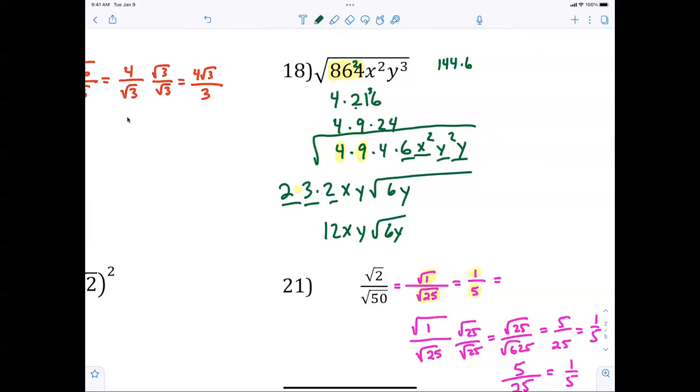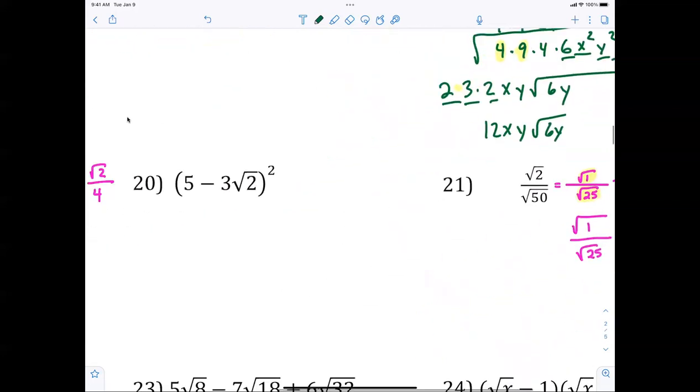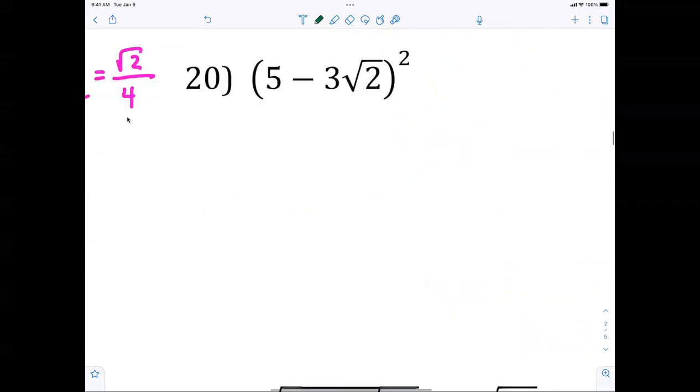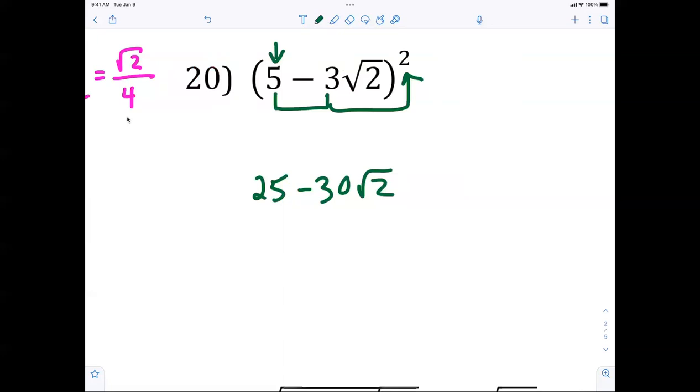All right. So here we go. Let's knock out 20 now. 5 minus 3 radical 2 squared. I'm hoping you're big enough to do the pattern. What's 5 squared? 25. What's 5 times negative 3, times 2? Negative 30 radical 2 is the middle term.